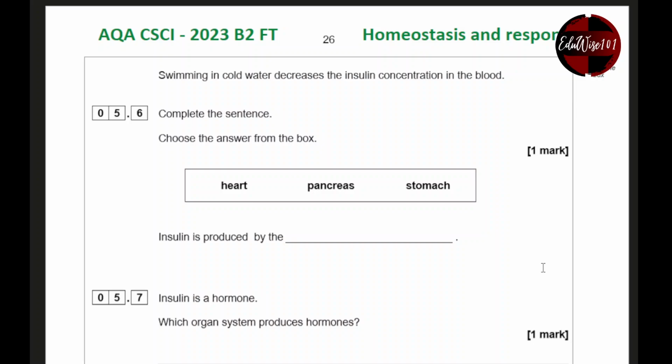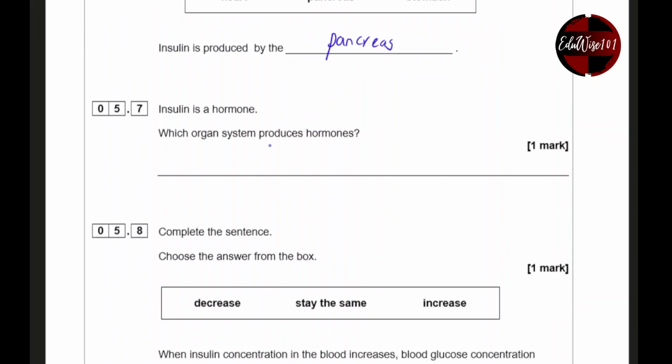Swimming in cold water decreases the insulin concentration in the blood. Complete the sentence. Choose the answer from the box. Insulin is produced by the pancreas. Insulin is a hormone. Which organ system produces hormones? Now, we have different types of organ systems, like the reproductive system, circulatory system. The organ system that produces hormones is called the endocrine system.